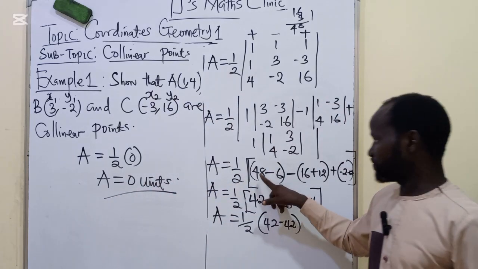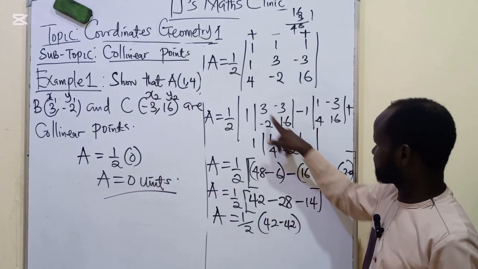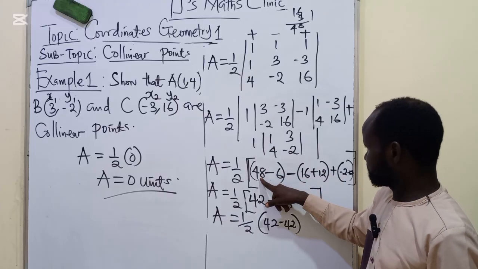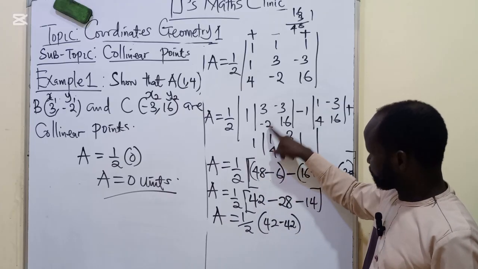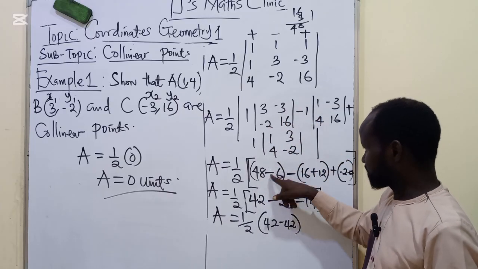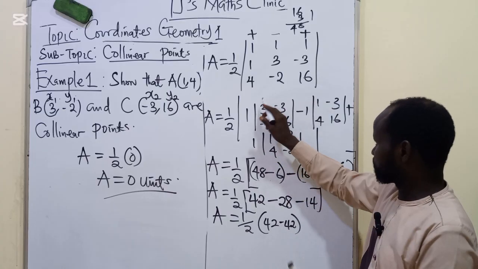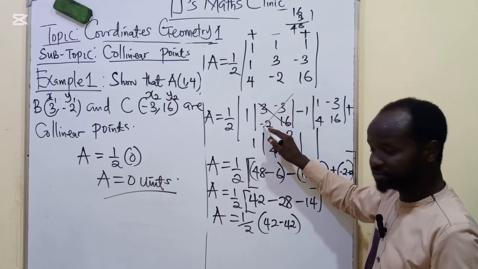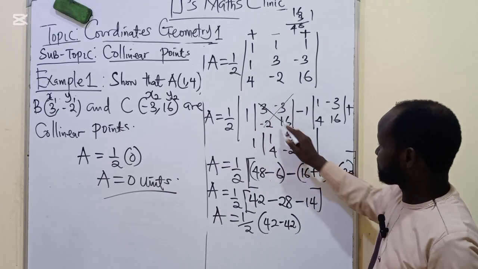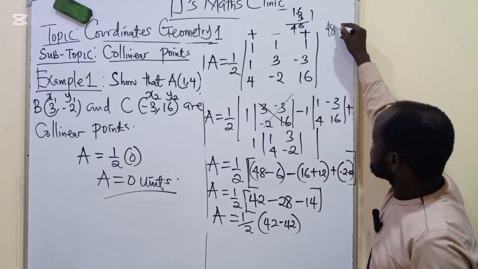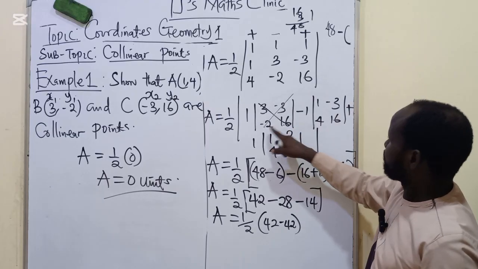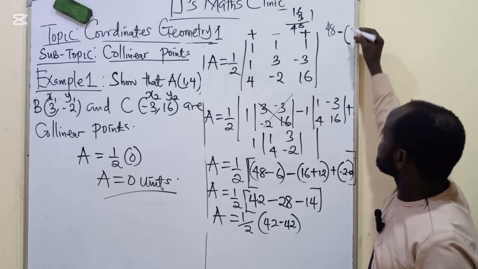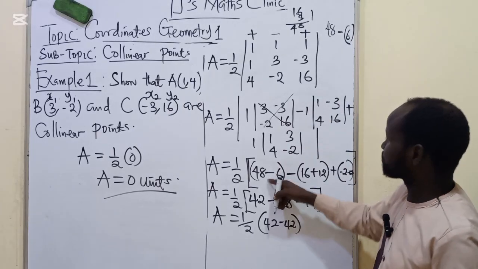Let me repeat this. Where does 48 minus 6 come into play? 16 times 3 is 48. Then minus 2 times minus 3 is plus 6. Then because of the minus, this is the leading diagonal minus the other diagonal. So it means 3 times 16 is 48. Then minus 2 times minus 3 is plus 6. Then we'll have 48 minus 6.